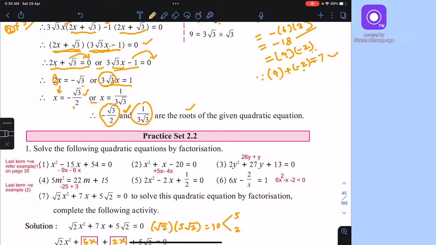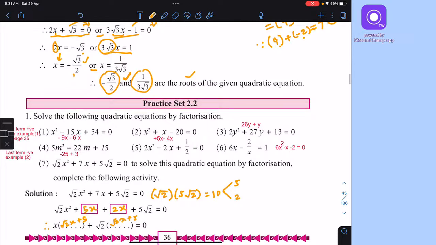Let us see how we are going to solve practice set 2.2. We shall solve in detail, but here I am giving you hint. Here x square minus 15x plus 54 is equal to 0. Now in the equations, when we write the equations in the form ax square plus bx plus c equal to 0, we shall treat two types. One is last term is positive and another is last term is negative. Okay. Now here last term is positive.